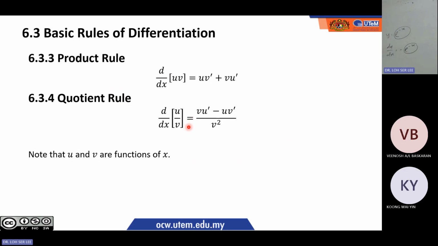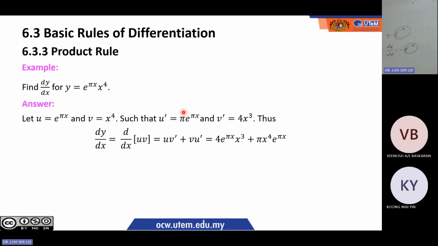And quotient rule. It will always start with the bottom v first. So v u prime minus u v prime, and then over v squared. This is the formula. This will always be minus. This is for a function in x divided by a function in x, and we want to get the derivative. For example, e to the power of pi x is a function in x, x to the power of 4 is another function in x, and this is a function in x times another function in x. So to get the dy dx, we use the product rule, uv.